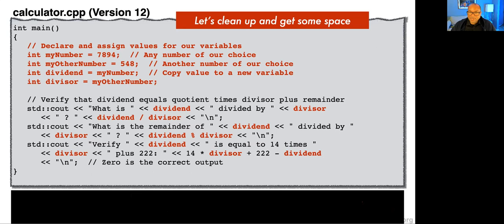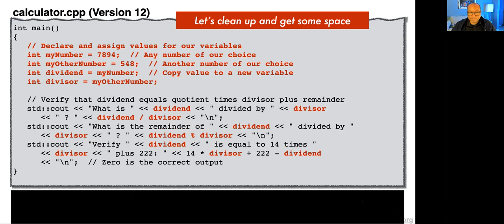Now I'm going to clean up some space a little bit. To me, good form is declaring and initializing all of your variables first, and then doing your computations on them. So I've declared my variables my number and my other number, and then I've also created some new integers just to be clear about what they actually are. It's not just my number, but my number will actually be the dividend, and my other number will be the divisor.